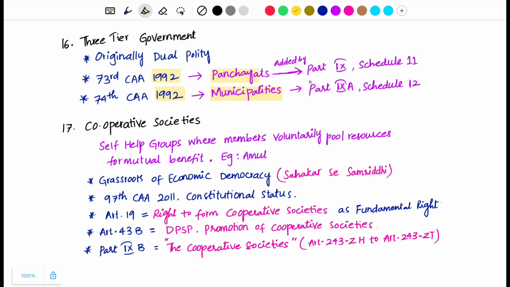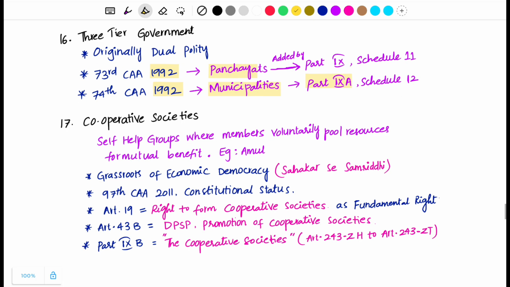Part 9 is the 73rd Constitutional Amendment Act. Part 9A is related to municipalities in the 74th Constitutional Amendment Act. Schedule 11 is related to Panchayats. Schedule 12 is related to municipalities. Please note this down. This may be confusing. This has also been asked previously in questions.